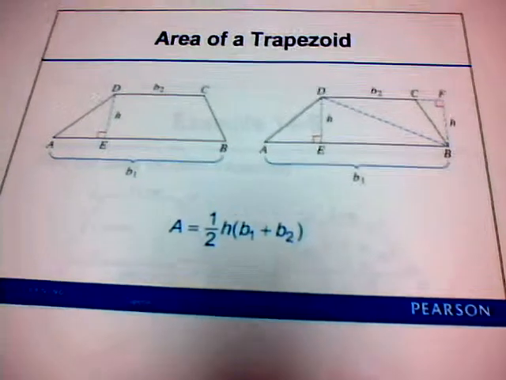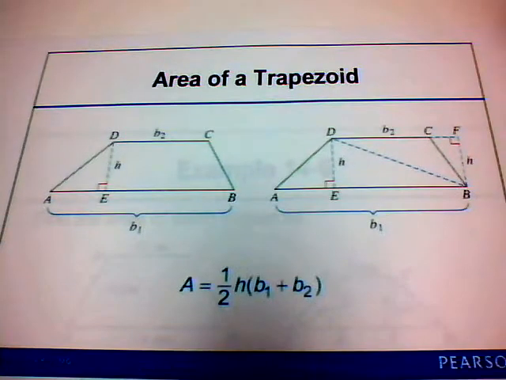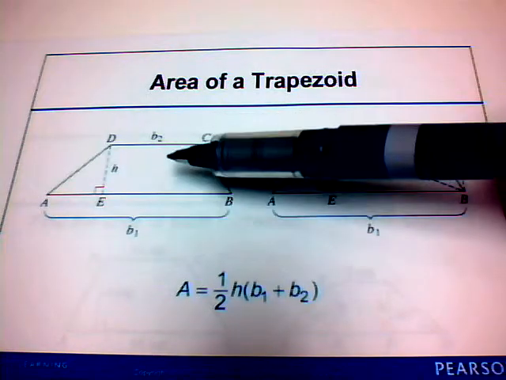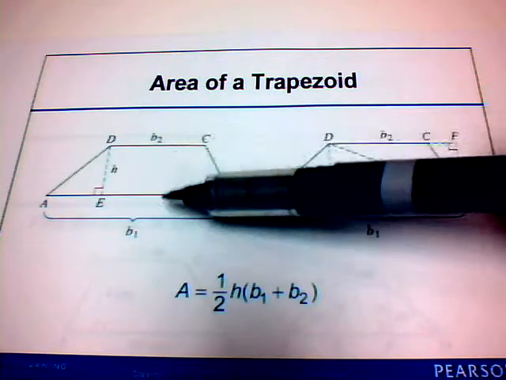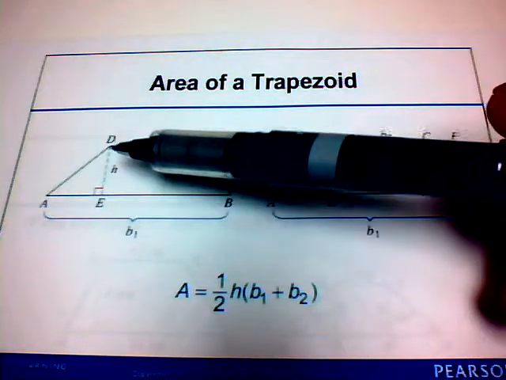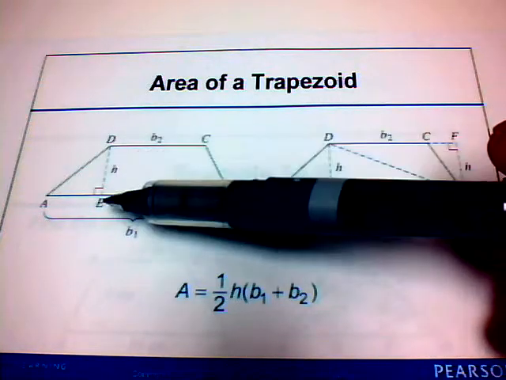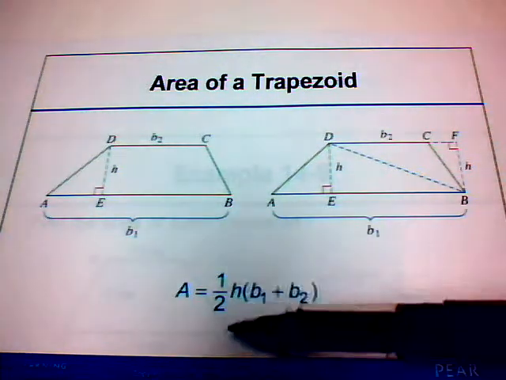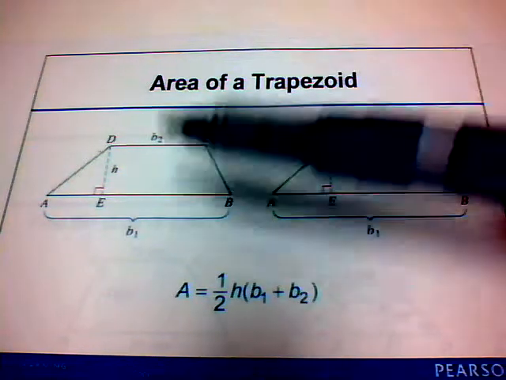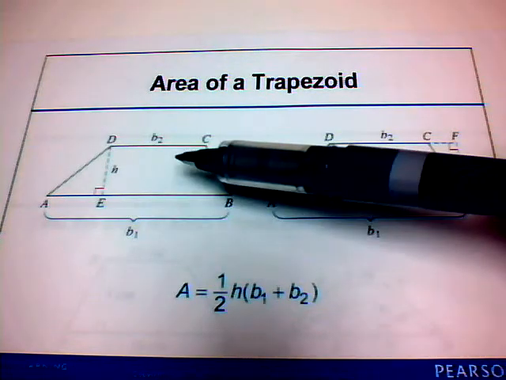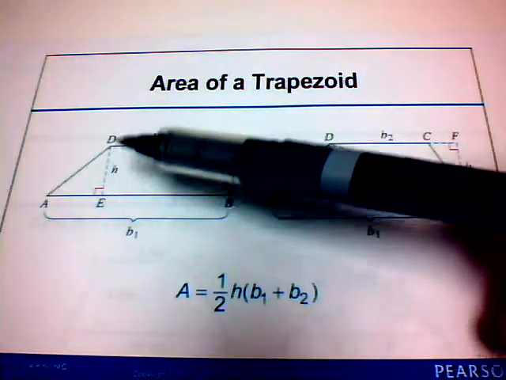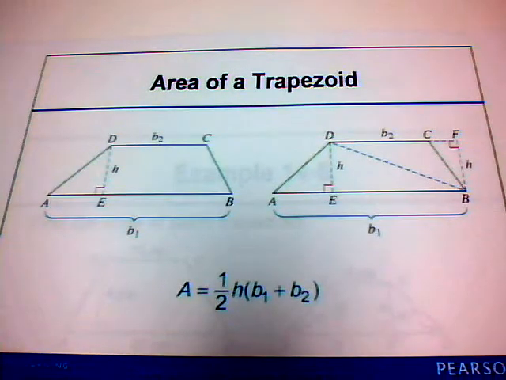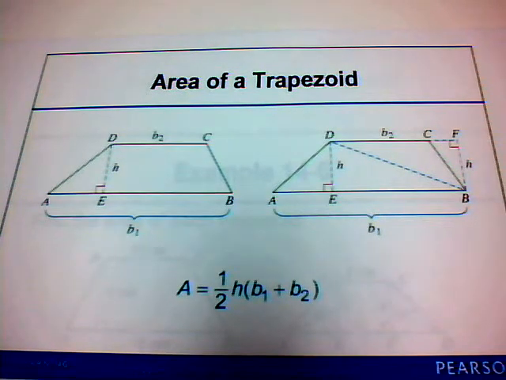Okay, the next figure is a trapezoid. Of course, the trapezoid is a quadrilateral with at least one pair of parallel sides. And those parallel sides are going to be the bases. Your height is always perpendicular to your two bases. So in this case here, the area of that trapezoid will be 1/2 the sum of these two bases times the height. And they have 1/2 the height multiplied by the sum of the two bases, B1 and B2.